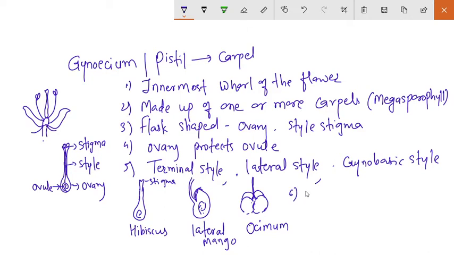Stigma. It may be knob shape. Knob shape means a small knob-like structure. Knob shape or it may be elongated.